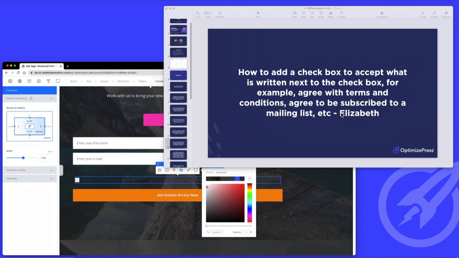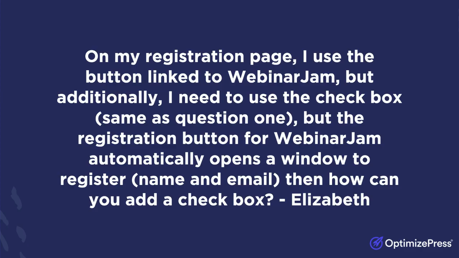Let's go on. Another one from Elizabeth. On my registration page, I use a button linked to WebinarJam, but additionally, I need to use the checkbox, same as the previous question. So a similar option to what we've just had. But the registration button for WebinarJam automatically opens a window to register the name and email. Then how can you add a checkbox? So that's slightly more complicated, this one.